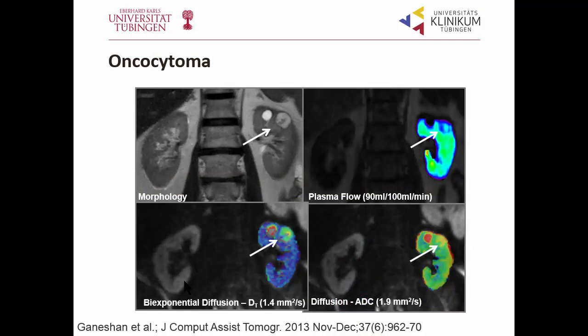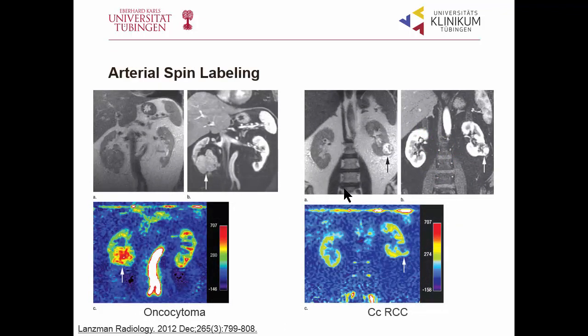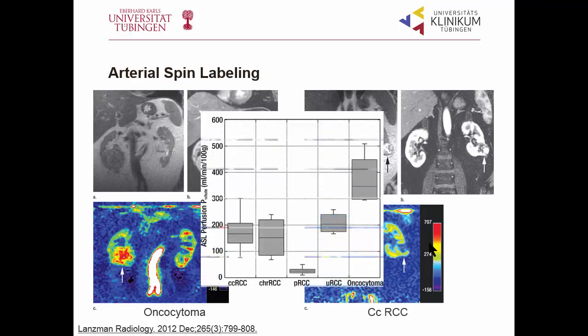However, there's still difficulty in distinguishing renal cell carcinoma from benign entities like oncocytoma. This one here is also quite hypervascularized, whereas in diffusion we can see that the ADC is quite high. So perfusion imaging might not be ideal for distinguishing RCC from oncocytoma, but arterial spin labeling has been shown to nicely distinguish between oncocytoma and clear cell renal cell carcinoma.